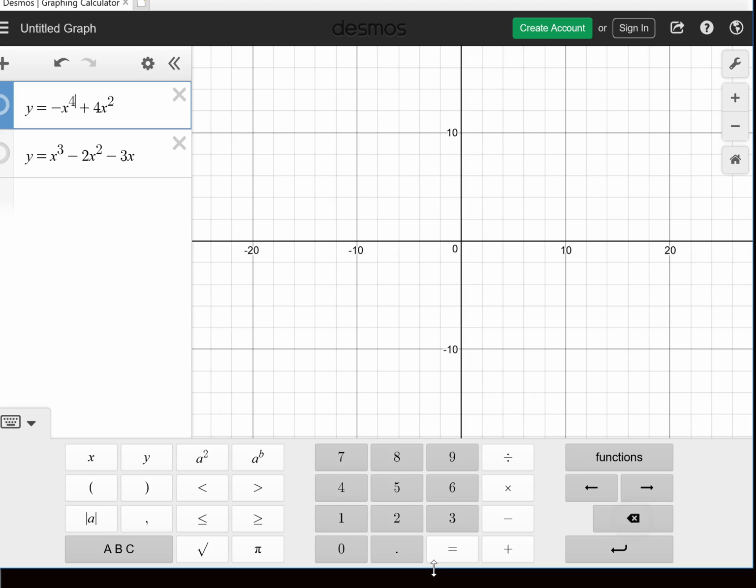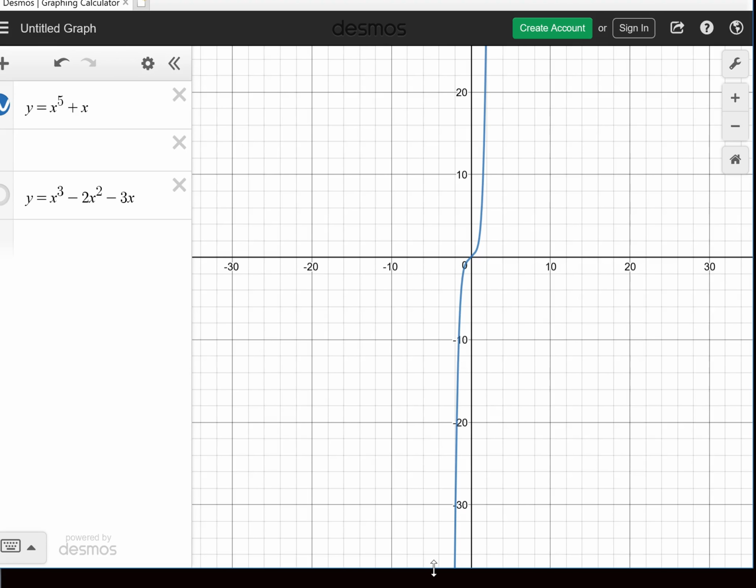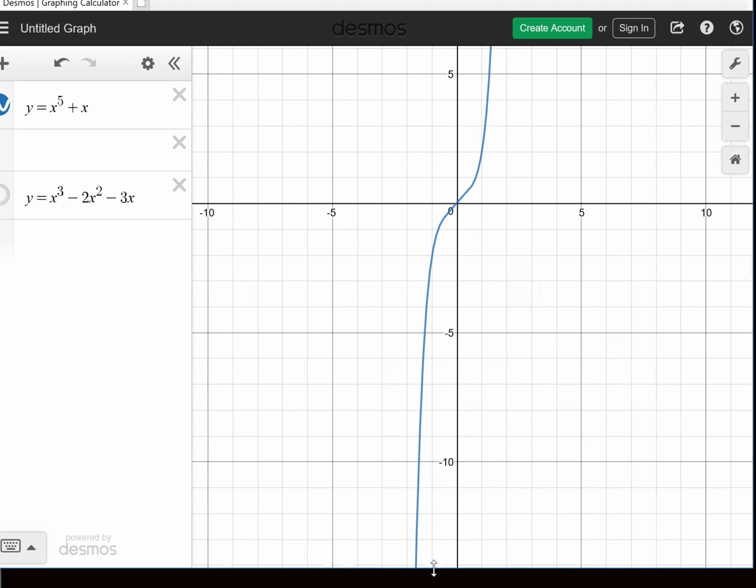Okay, let's grab a different number. How about not 3? How about 5? Let's graph x to the fifth plus, and let's make this a little bit smaller, maybe plus just x. So x to the fifth plus x. If I look at this, let's go in on this a little bit.